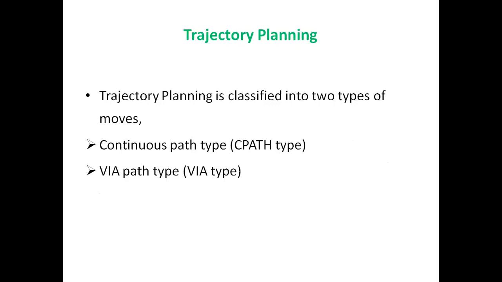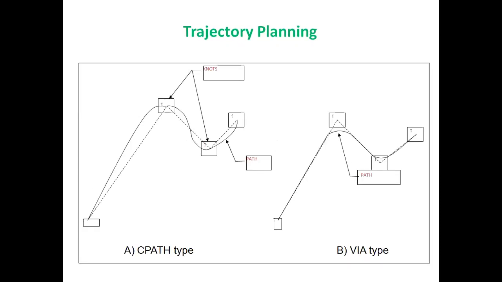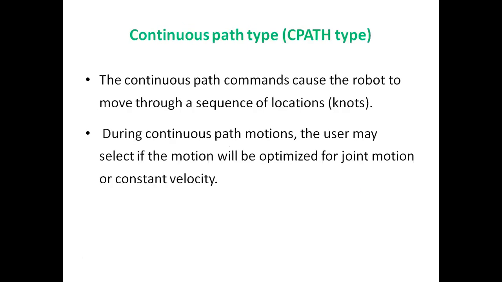Trajectory planning is classified into two different types of moves: one is the continuous path type, and the other is the via type. In the continuous path type, the robot moves continuously from the start task to the end task, following the path. The via type means passing through points. The continuous path type commands the robot to move through a sequence of locations.